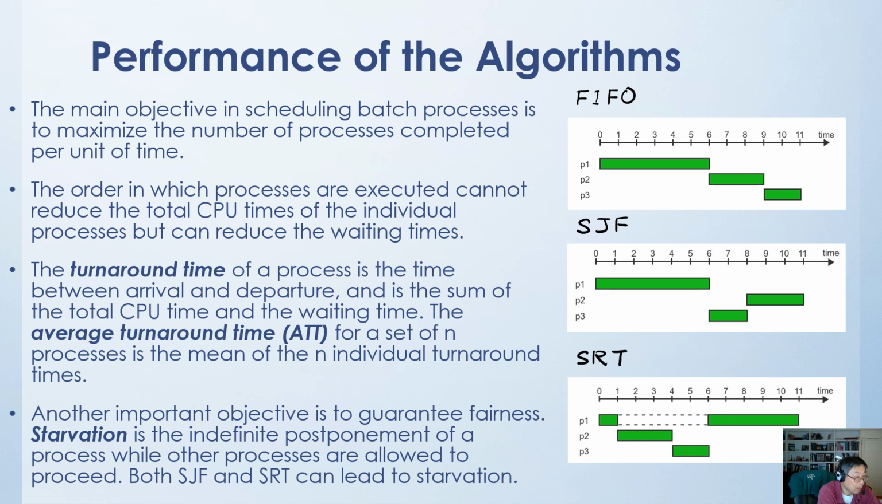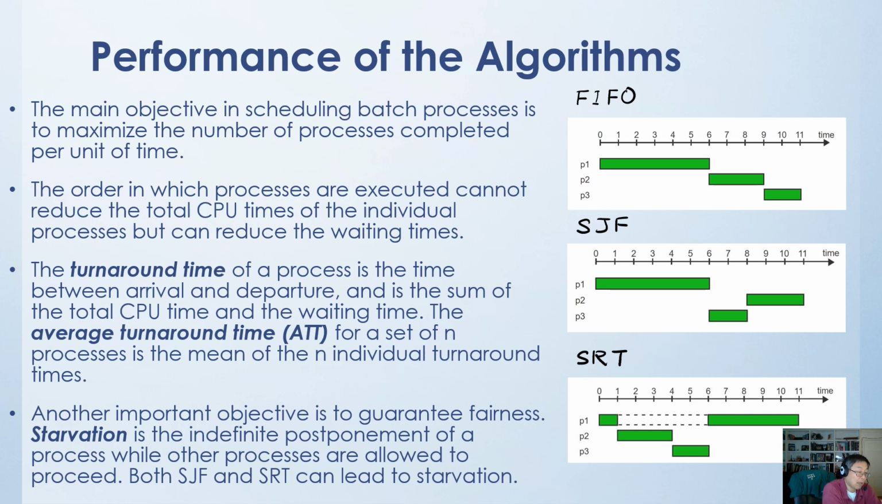Okay. So now when we design a scheduling algorithm, the main objective in scheduling batch processes is to maximize the number of processes completed per unit of time. So we try to make sure that in a fixed period of time we get more processes done. The order in which processes are executed cannot reduce the total CPU time.